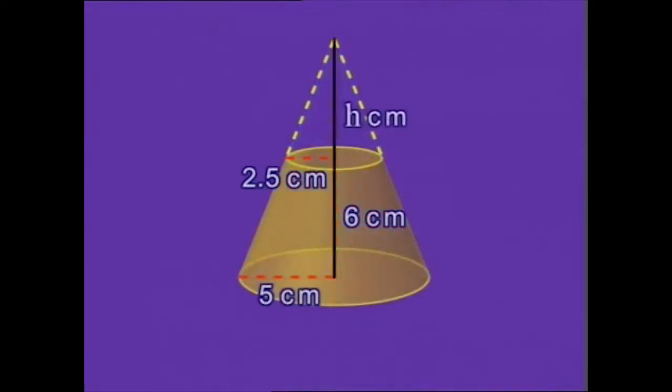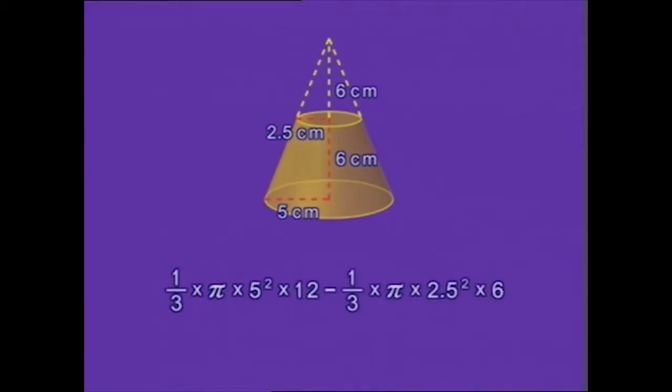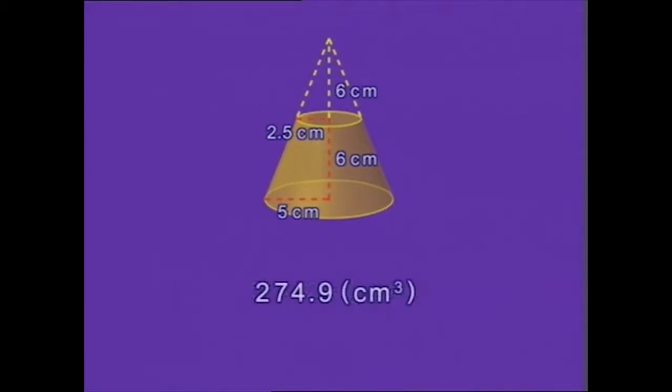As the corresponding sides of two similar triangles are proportional, it follows that the height of the small cone is 6 centimeters. Therefore, the height of the large cone is 12 centimeters, which means the volume of the frustum equals the volume of the large cone minus the volume of the small cone, or approximately 274.9 cubic centimeters. You're right, it wasn't that easy.